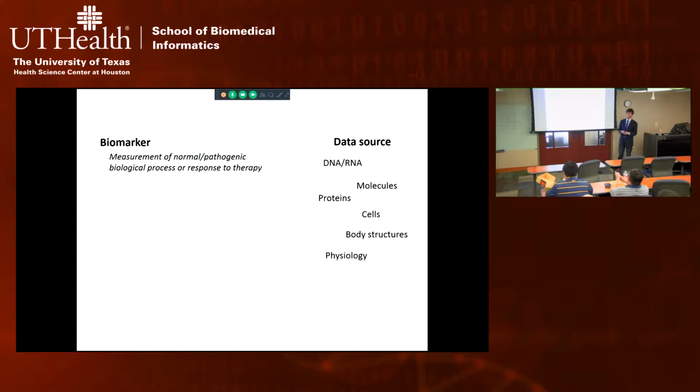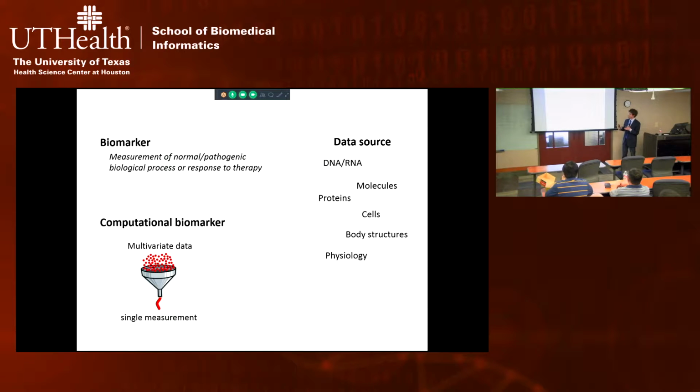We can calculate biomarkers from lots of different sources. From the very small scale, like DNA, RNA, molecules, then going up to protein and cells, but we can also calculate biomarkers from larger structures, so large body structures like the ones we see in MRI imaging, or physiology itself. Generally, the larger the scale, the harder it is, because there are multiple factors that play a role. So what is a computational biomarker?